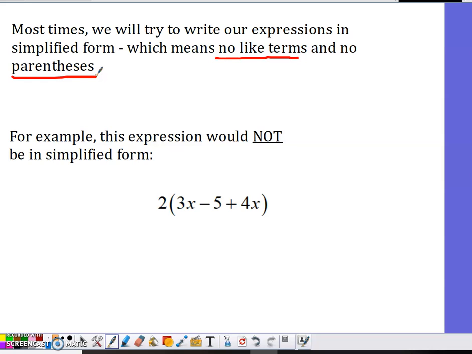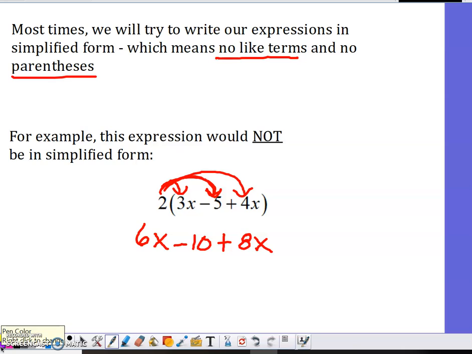And we know this from yesterday, to get rid of the parentheses, we have to go ahead and do the distributive property. So the distributive property says I first have to take 2 times 3x, which gives me 6x. I then have to take 2 times a negative 5, so that's going to give me a negative 10. And then 2 times 4x, so that's going to give me 8x. You may be thinking, well, based on yesterday's homework and notes, we would have been done at this point. But based on what we know today, we are not done. Right? We said we can't have parentheses and we can't have like terms.